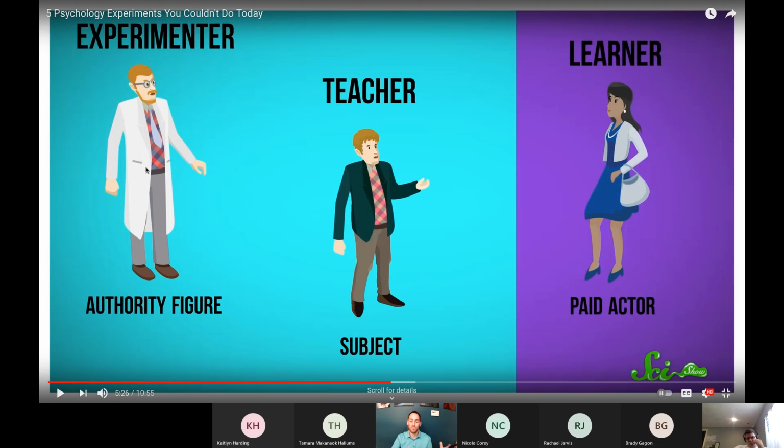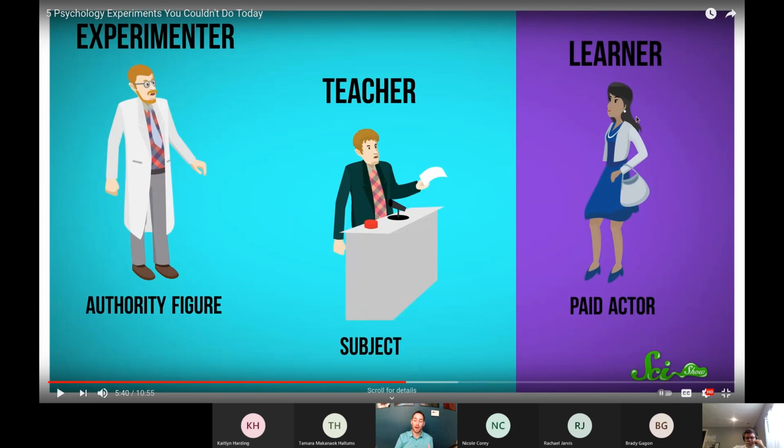So you had an experimenter who wore a white lab coat, who brought in a participant, a volunteer, to be a part of a study, and they were being a teacher in this experiment. Then you had a learner who the subject thought was another volunteer, but it was actually either a paid actor or, as you'll see in a second, a recording. So the learner would have a desk, have questions, and have an electric shock generator.